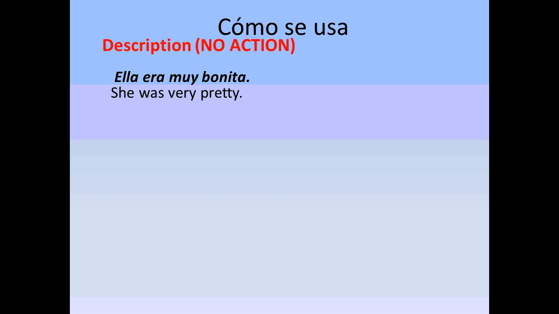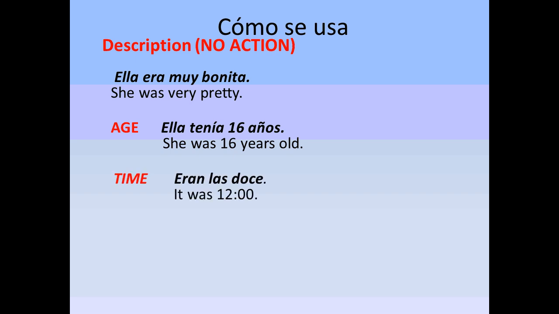She was very pretty. Age. Ella tenía 16 años. No action, you're just describing her age. Time. Eran las 12. It was 12 o'clock. No action, just a description. Weather. Hacía calor. Again, it's a description. So that's the easiest way. If you see something being described in the past tense, then you know you have to use the imperfect and not the preterite.